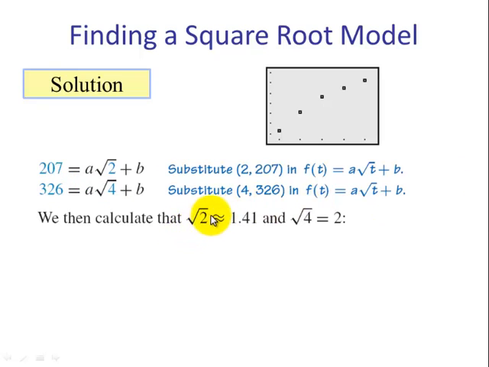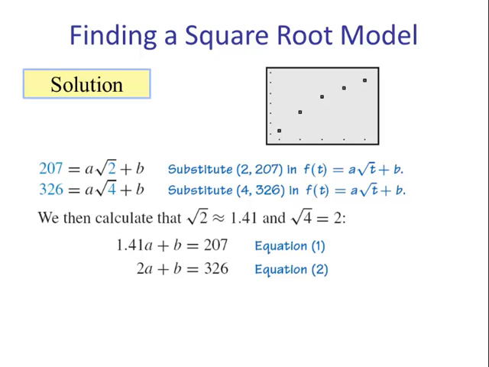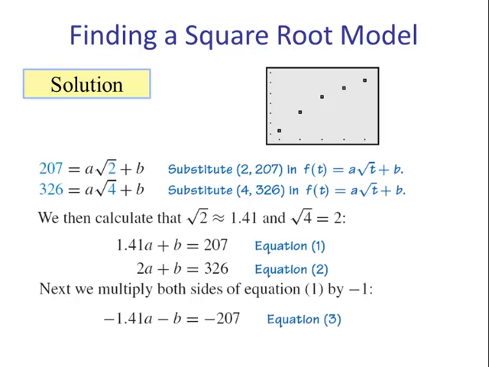Next, we want to approximate square root of 2, and we know that square root of 4 is 2. So now we have our first equation, 1.41a plus b equals 207. The second equation is 2a plus b equals 326. Now we multiply both sides of the first equation by negative 1, and we have negative 1.41a minus b equals negative 207. Make sure you multiply every single term by negative 1.